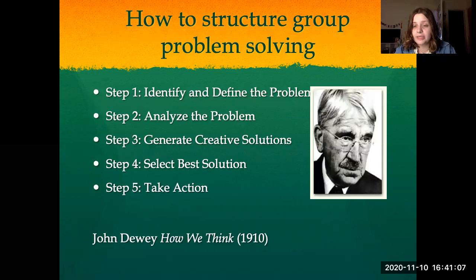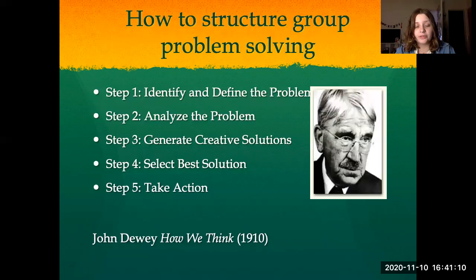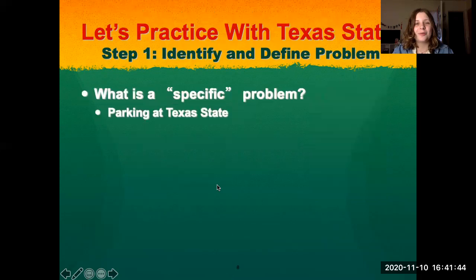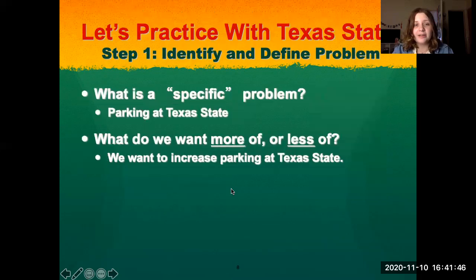All right, and so how to structure group problem solving. And so this is going to be the next assignment that you guys are going to work on, so the problem solving report. And so the first step is identifying and defining the problem. The second step is analyzing the problem. The third one is generating creative solutions. The fourth one is selecting the best solution, and the fifth one is taking action. And so this kind of is based off of John Dewey's How We Think, in kind of structuring a problem. It doesn't necessarily have to be problem solution, but in order to solve a problem, yes. So practicing with Texas State, this also is in the guidebook.